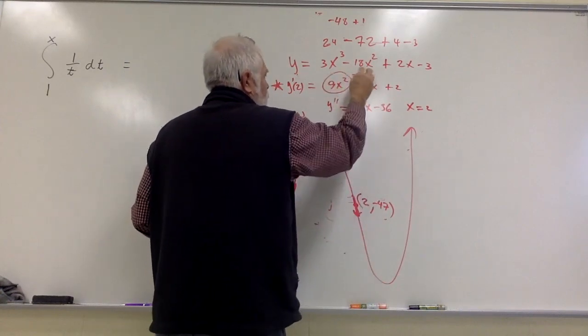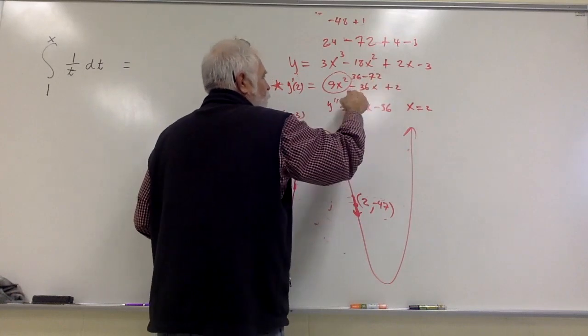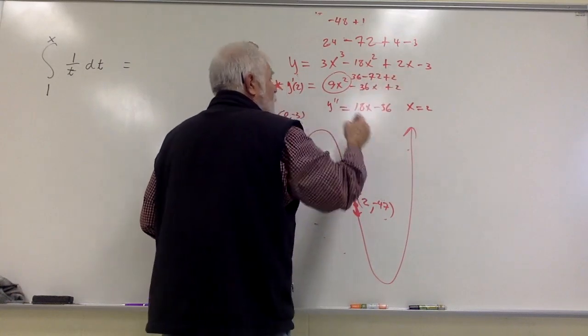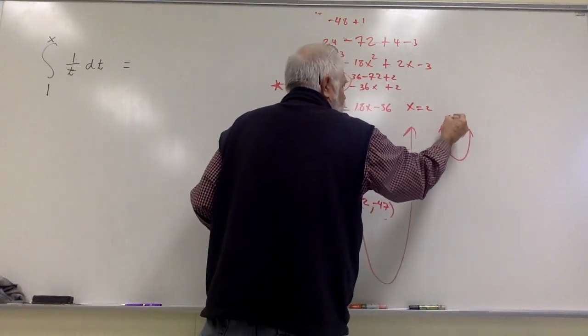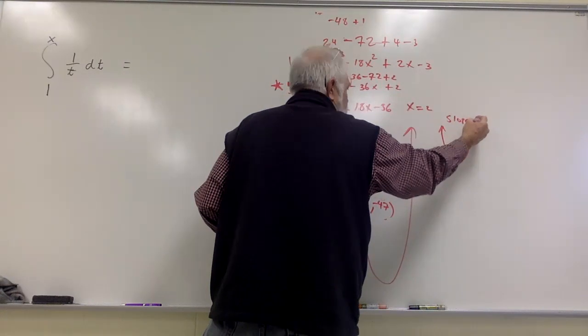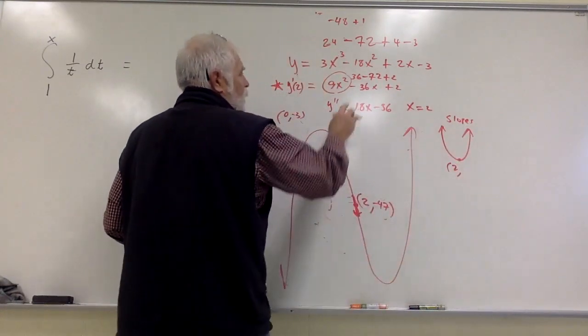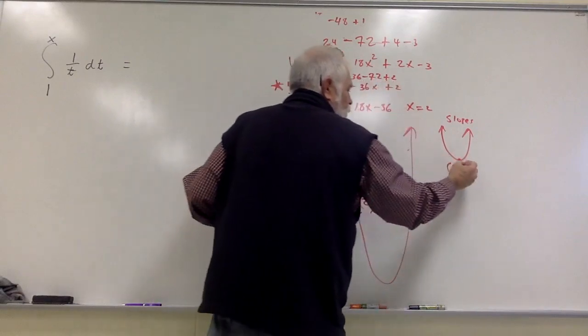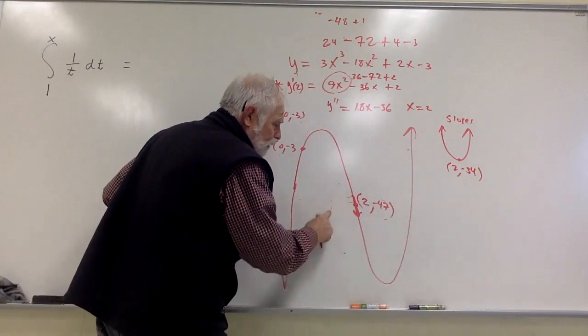Without looking, this is going to be -72 when I put a 2 in, plus 2. Why? Because this was a cup shape, and if this is measuring slopes, at 2, I get a rate of change of the cubic, -36 plus 2, -34. And that's where I'm going down fastest.